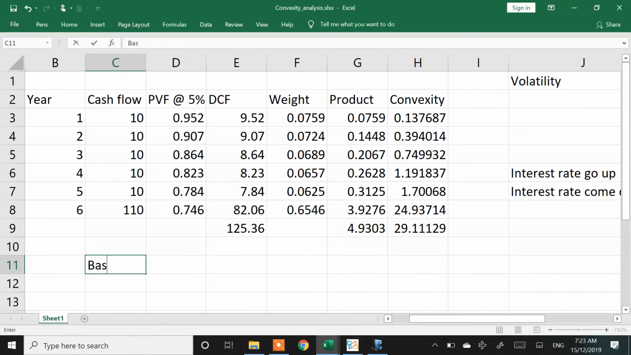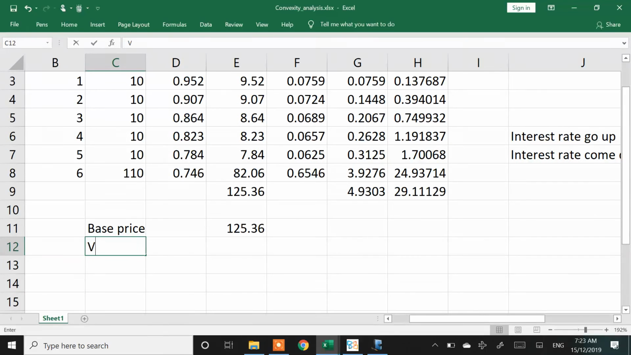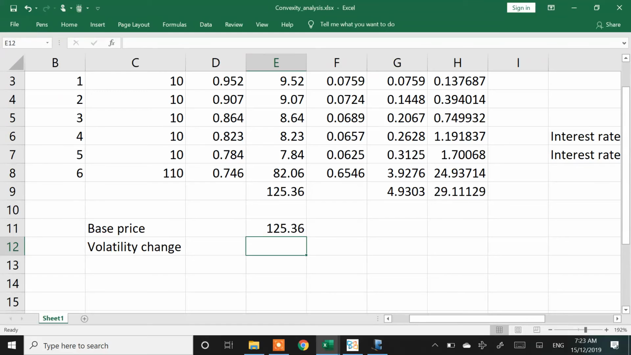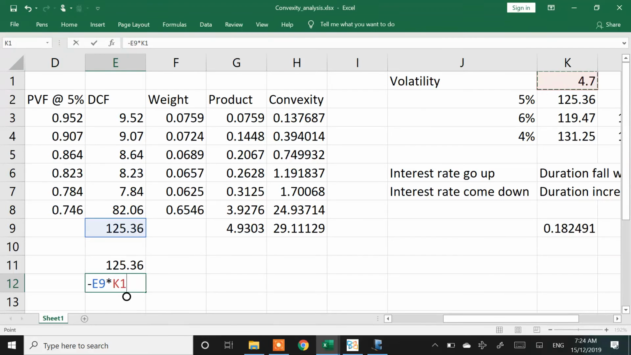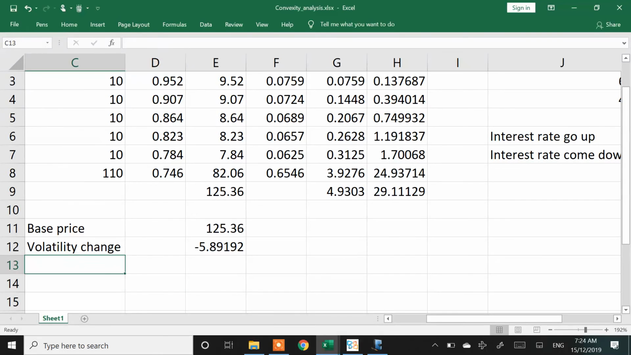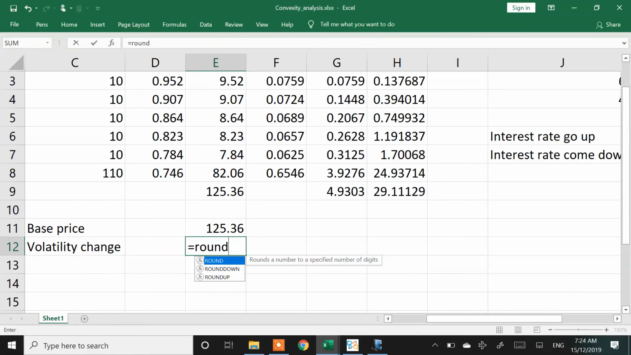base price 125.36, volatility change. I have assumed interest rates will go up by 1%, so volatility change is going to be base price into 4.7%. So I have done the volatility change which is going to happen.